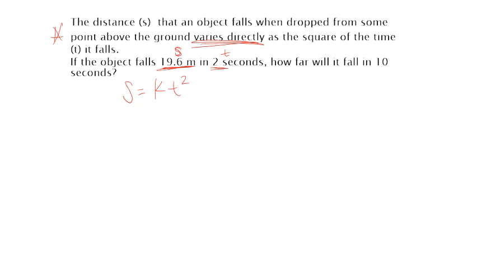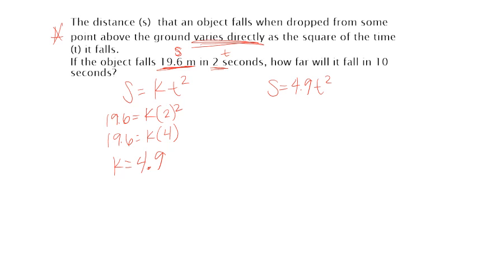Let's start there. So if I have 19.6 is equal to K times 2 squared, this would be 19.6 equals K times 4, right? And if I divide both sides by 4, K is equal to, just trust me on this one, 4.9. Okay. All right, so if K is equal to 4.9, then that means that my equation looks like this. S is equal to 4.9 times T squared.